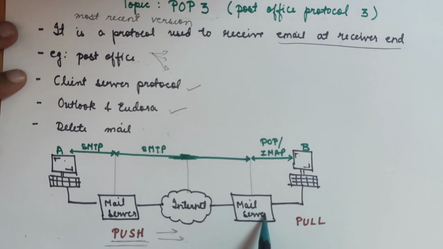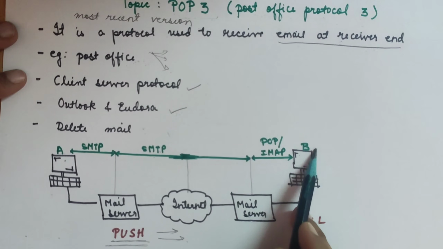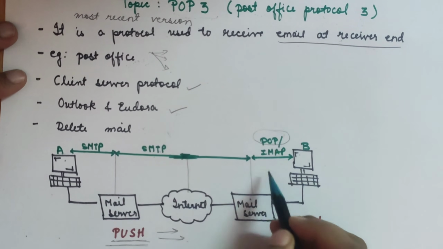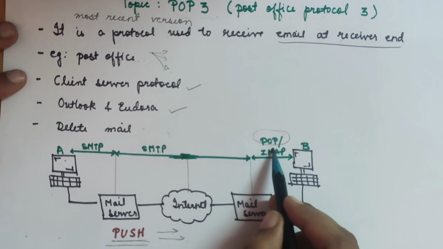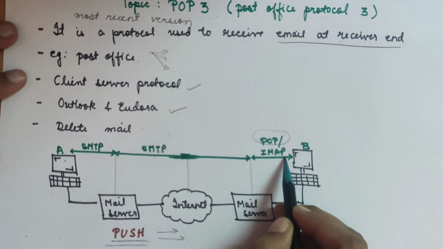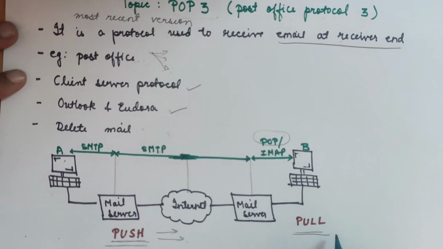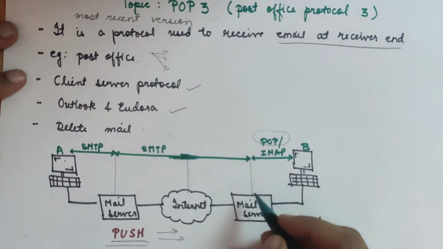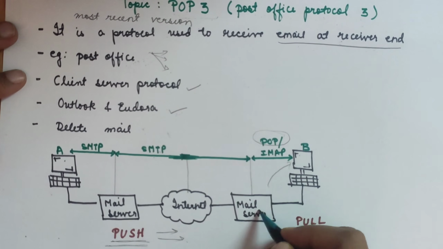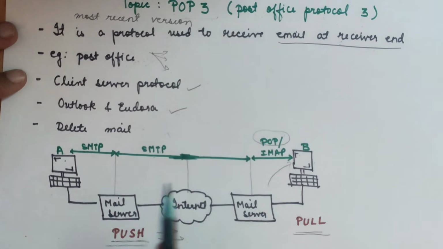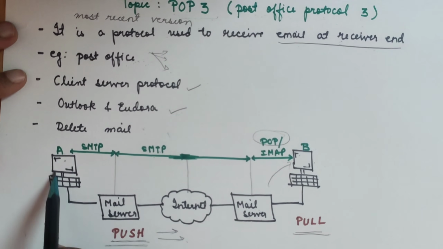And from this recipient mail server to this recipient B, the messages are going to be transferred with the help of POP3, or you can say with the help of Post Office Protocol or IMAP. So it is going to use the pull services, or you can say the pull protocol. It pulls the messages from the mail server to the recipient. So in this way, the data, or you can say the mail, is going to be sent from client A to client B.